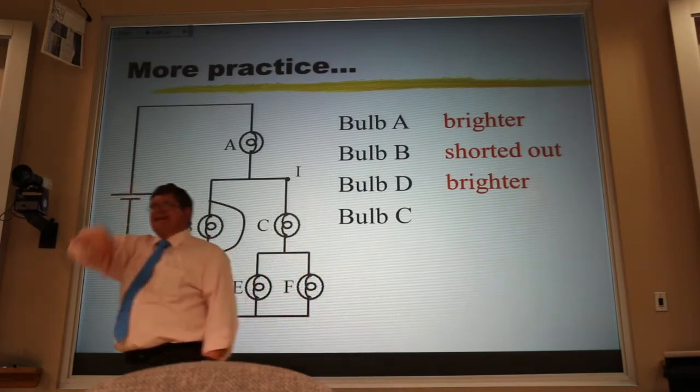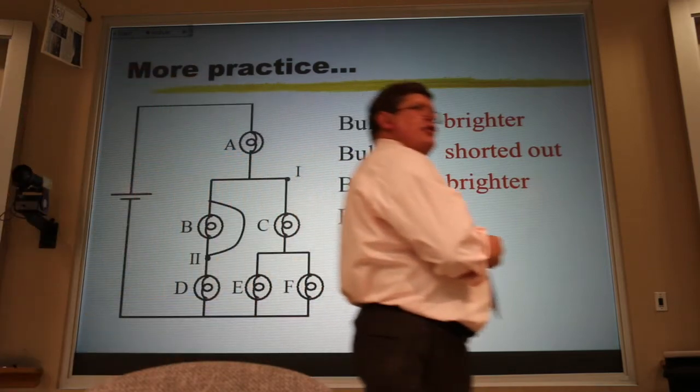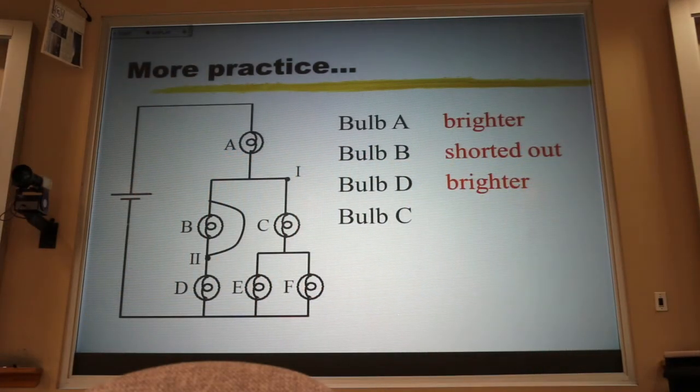C's share went down from more than half to less than half. But what it's sharing, the battery current, went up. So one of those changes is trying to make C dimmer, one's trying to make it brighter. We can't tell with our current model which is going to win. So that's a pizza problem.